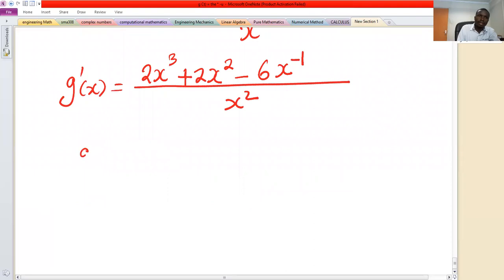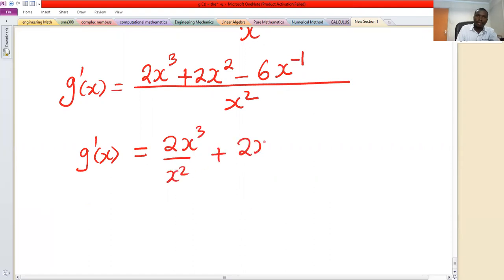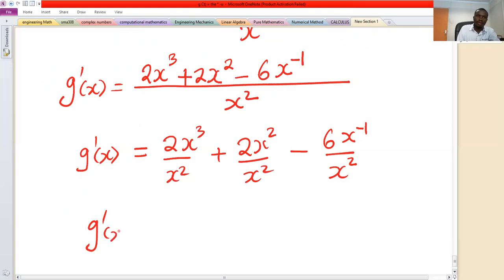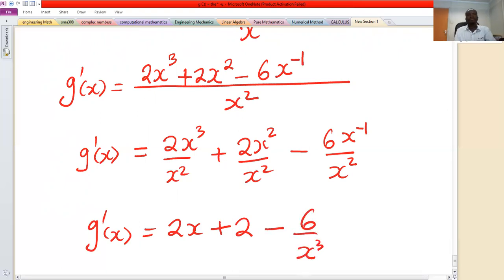And you see this is the same as dividing each term by x squared, so 2x to the power 3 over x squared plus 2x squared over x squared plus 1 over x squared. And on simplification, we'll get 2x plus 2 plus 1 over x squared. So this is the derivative.